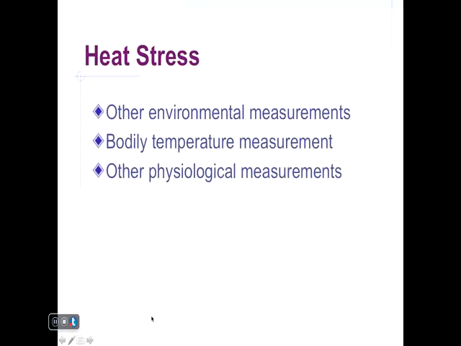Now, there are other environmental measurements that can be made rather than the wet bulb globe temperature. And I mentioned one earlier, the heat stress index that's utilized. That is something that the weather channels tend to use. But another thing that can be done is, what we're trying to do by this environmental assessment is make sure that the core temperature is not increased by more than 1 degree.